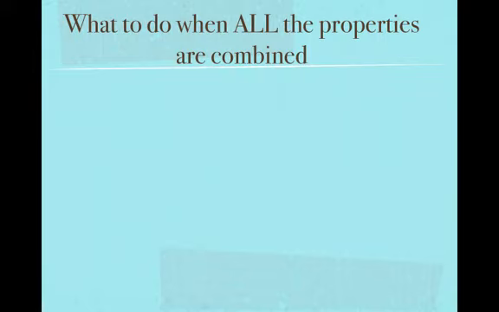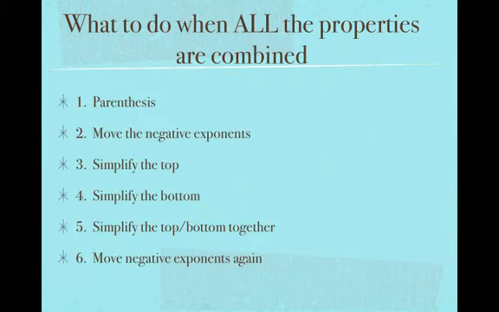Alright, so with all those examples we just had to use one property. But sometimes you're going to have some complicated problems that include multiple properties. So the first thing you want to do is the parentheses. Take care of those first and then move the negative exponents. The problems will be a lot easier if we just don't have negatives at all. So that's why we want to move those second.